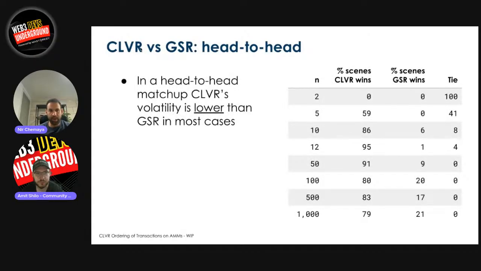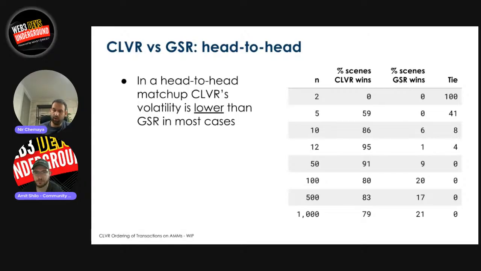So let's first compare Clever to GSR. Something nice is that, given that it's computationally very cheap to run Clever and GSR, we could do it for even a crazy number of transactions. So when you see 5 transactions, it means that we order 5 transactions on the AMM. If you see 1,000, it means that we order 1,000 transactions using the Clever algorithm and GSR. We did it on purpose because we want to see when Clever gives better price volatility and when GSR does. And something trivial is that when there are 2 transactions, they are identical.